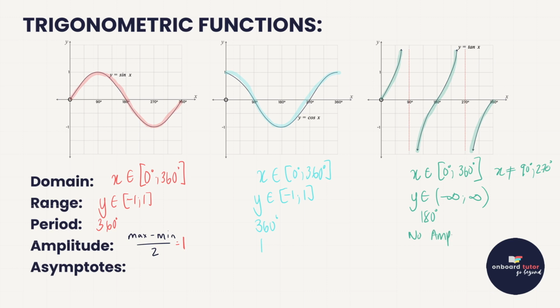All right, and then the asymptotes. There are no asymptotes in a sine graph, no asymptotes in a cos graph, but a tan graph has got 2, and those are at x equals 90 and x equals 270.